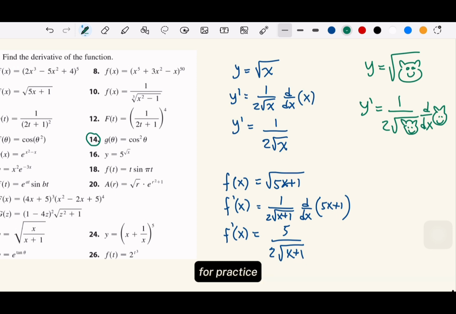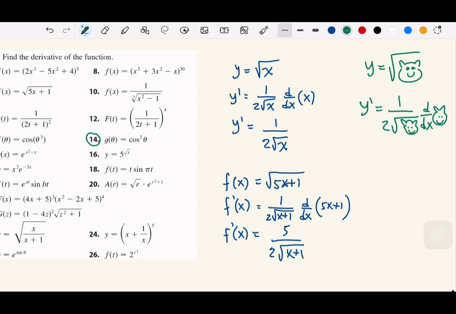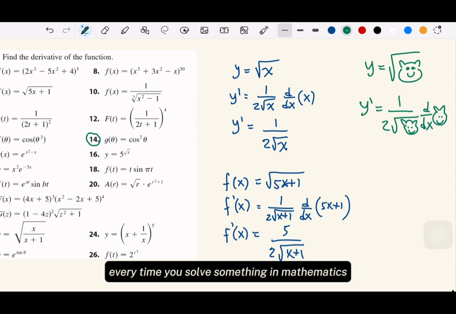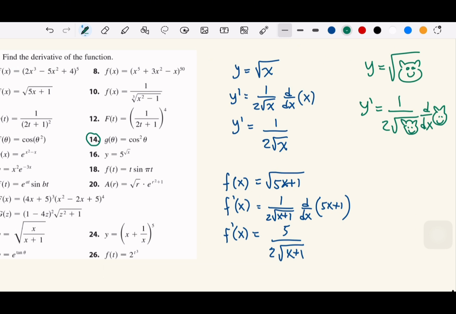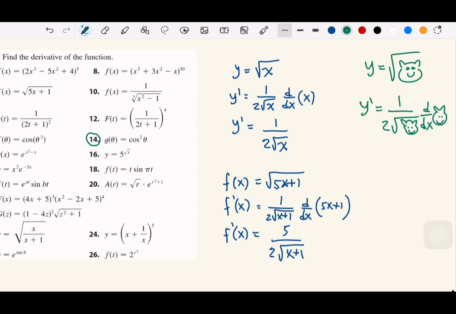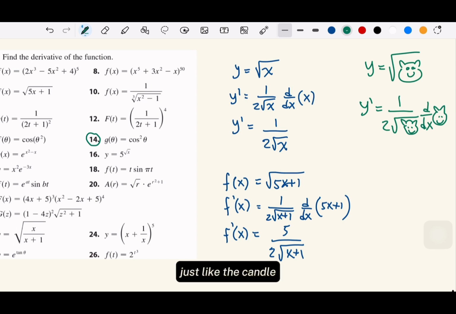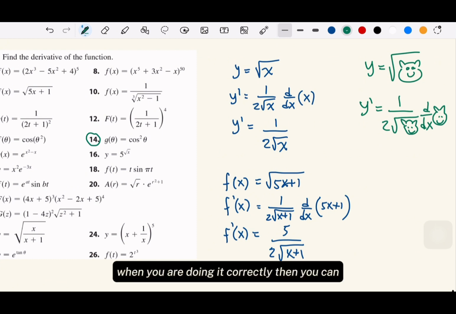It is for your practice. Sometimes you see the function first and it feels so complicated. Every time you solve something in mathematics, in calculus especially, do not rush. Don't try to get the final result directly. Sometimes it doesn't work, and it makes your mind difficult to process, because you need time. The process in mathematics is sometimes slow, layer by layer, just like the chain rule. It's okay if you are slow, but remember the steps. When you are doing it correctly, then you can make it faster once you understand the concept.